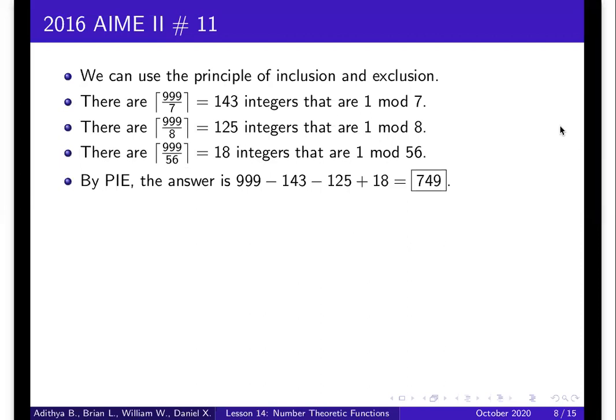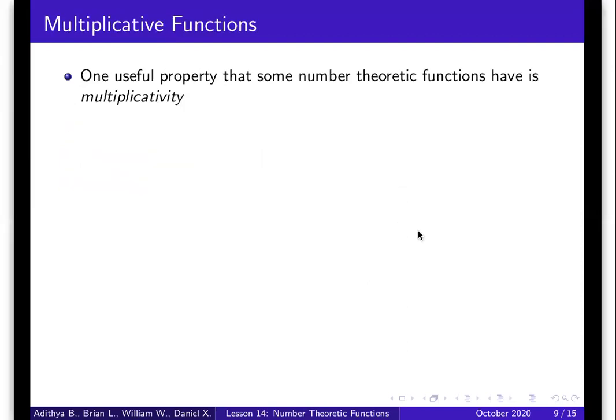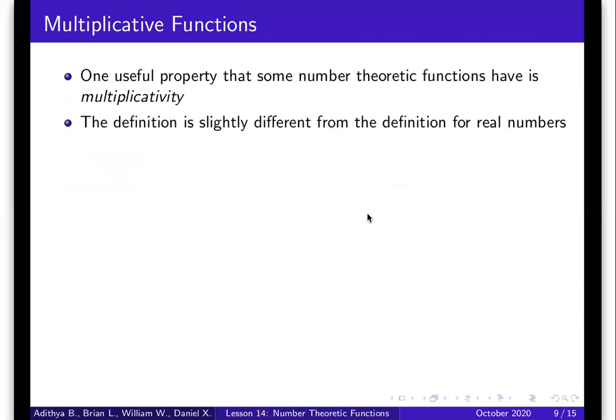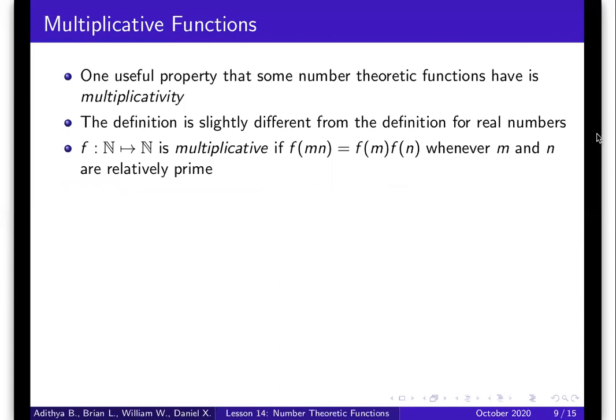Okay, great. So we'll move on to our next section, which is on multiplicative functions. So in number theory, one very useful property that some functions have is that they're multiplicative. And in this setting, it just means that if we take two integers m and n that are relatively prime, then f of m times f of n is equal to f of m times n.